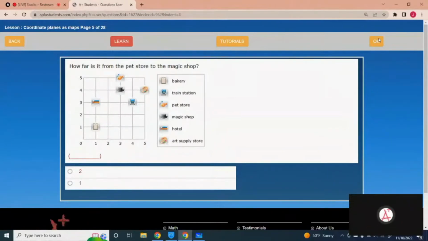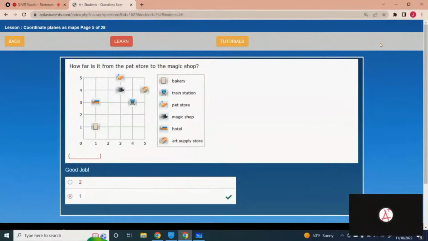Or how far is it from the pet store to the magic shop? Okay, here is the pet store and here is the magic shop. So how far are they? They are just 1 unit far. Got it? Just select the correct option, then click on the OK button.